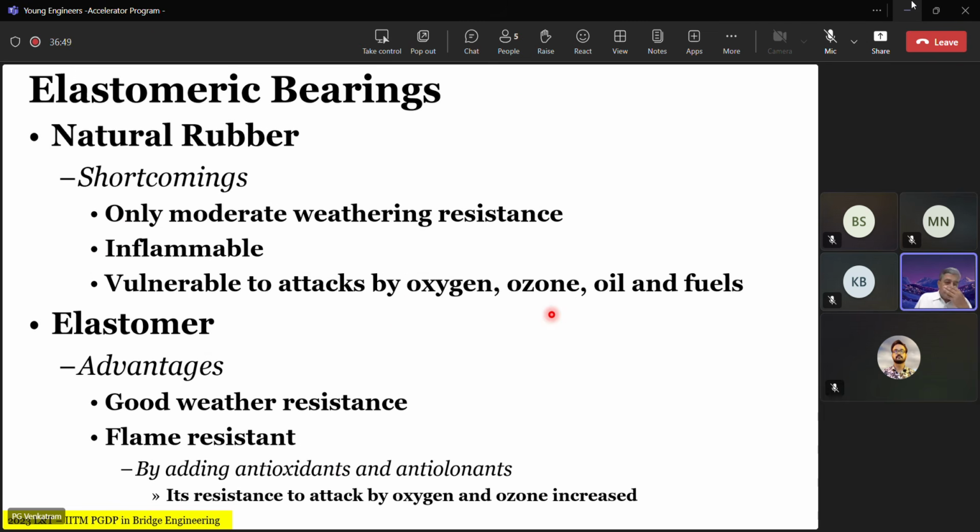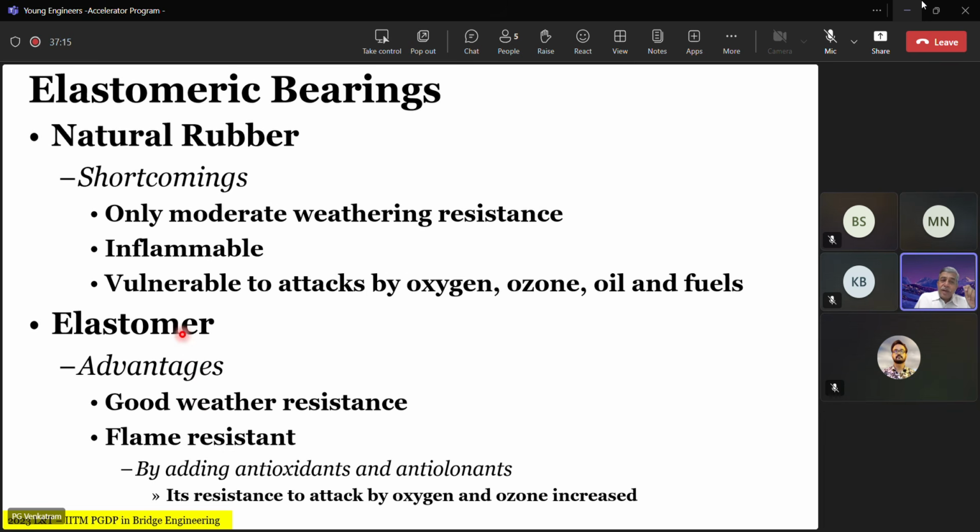Now, do you think there can be any rubber that will not be exposed to oxygen? Is it possible? No, sir. No, because the atmosphere contains 21% oxygen. So any rubber bearing which we use will always be exposed to oxygen and therefore an oxidation process will start.